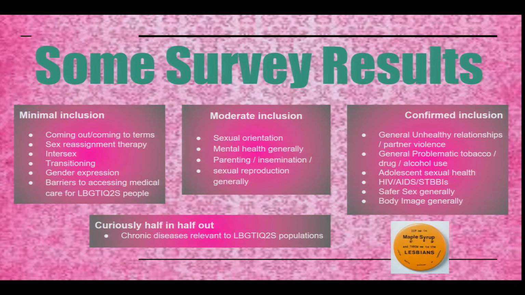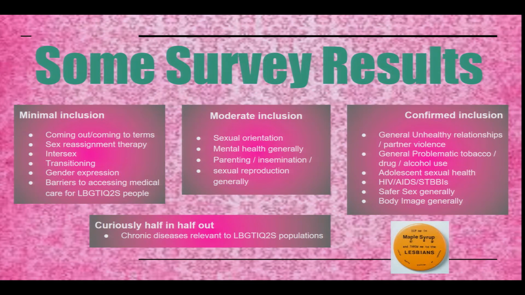LBGTQ2I people. And then the confirmed inclusion, they rated it, so these are issues that they do have enough that they're teaching on it. Whether or not it's queer is a different story. It's just whether or not it's there. So unhealthy relationships, partner violence generally, general problematic tobacco, drug, and alcohol use, adolescent sexual health. They definitely teach about HIV, STIs, safer sex generally, and body image generally.